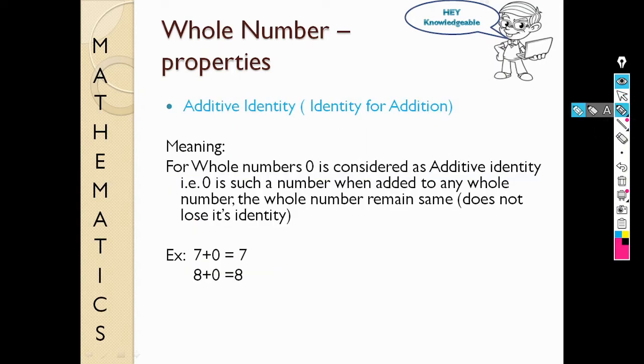Now coming to the additive identity. What does this mean? It means that for whole numbers, 0 is considered the additive identity. That is, 0 is such a number that when added to any whole number, the whole number remains the same. So it doesn't lose its identity. If you add 0 to 7, it will remain as 7. If you add 0 to 8 or any other whole number, it will remain as it is.